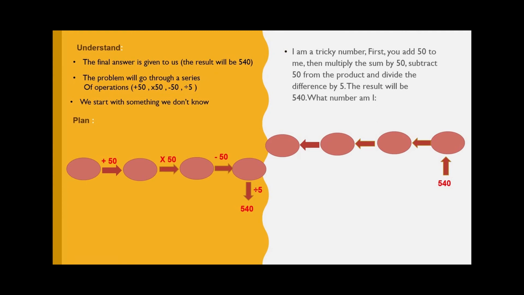We need to use the moving backward strategy to solve this problem. So now we start changing the operations. 540 divided by 5, we change it to multiply by 5. 540 multiplied by 5 is equal to, can you tell me that?